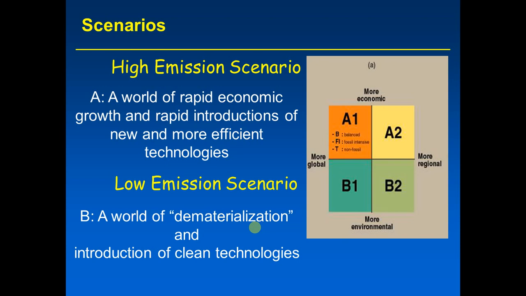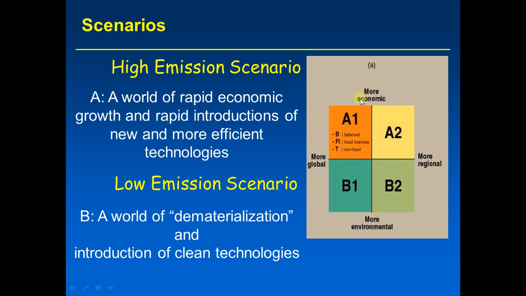So the A scenarios are more geared toward economic growth, but the B scenarios are more environmental. Okay? Now also, the number means something. Just like the letters A and B mean something, the numbers mean something. A1 and B1 are more global, more homogeneous scenarios. Okay, so there's more sharing between the countries of the world. Whereas A2 and B2 are more regional, more heterogeneous. There's less sharing of information, technology, science between the countries of the world.